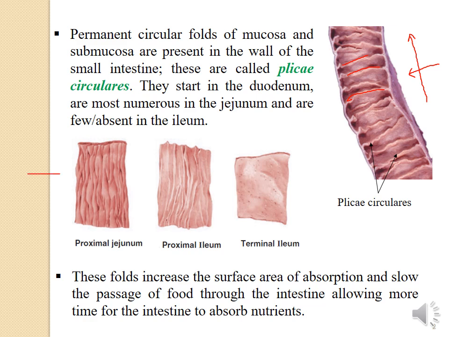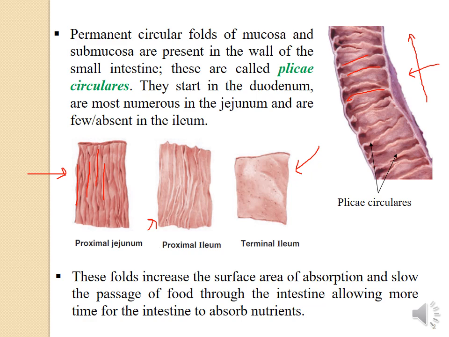So if you look at this first image here, this is the proximal jejunum. Notice how we have many folds, many plicae. All these are plicae. Whereas in the proximal ileum, we have just a few, and in the terminal ileum, we have none. No plicae circularis, no folds.